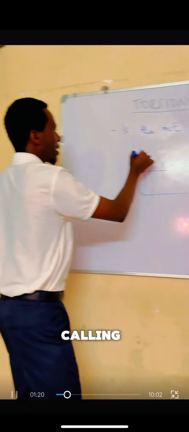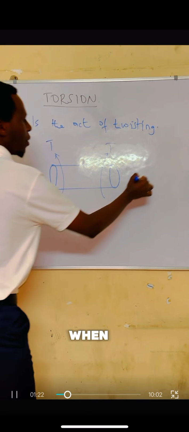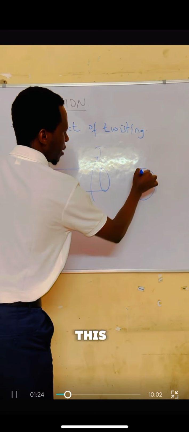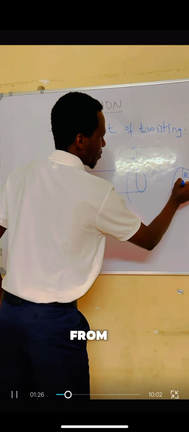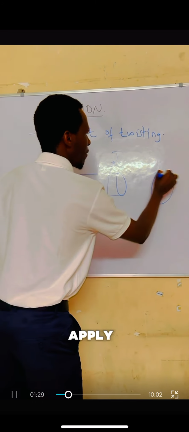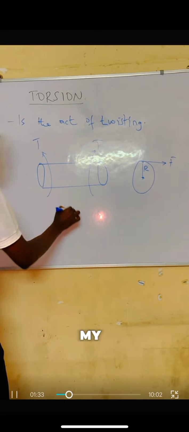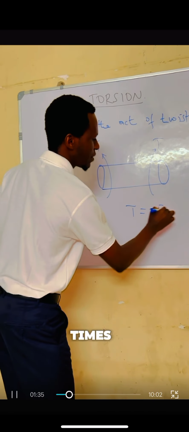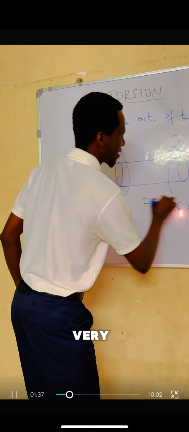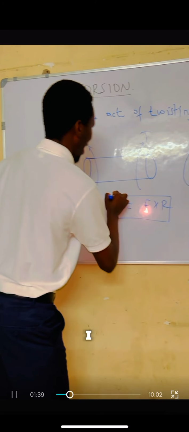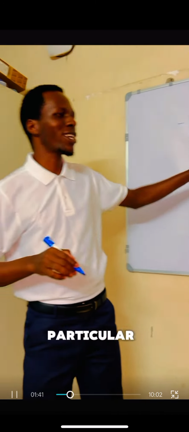In this case, I'm calling this T, and this T. When I take a cross-section of this, and call this part, from this part to this part, R, and then apply a force here, I call this force F. So what will be my T? My T is definitely going to be F times R. This is a very simple expression that I expect you to know from this particular topic.